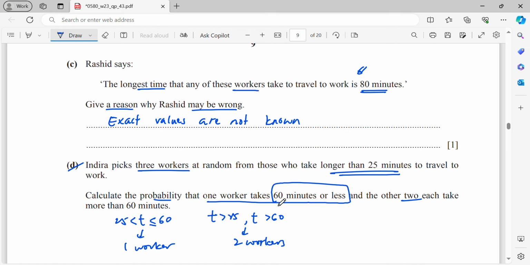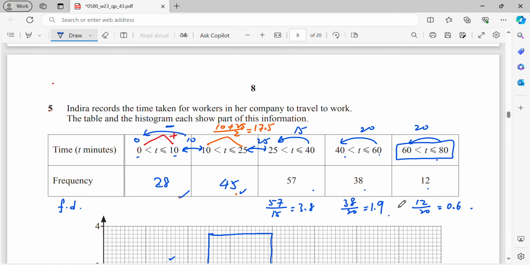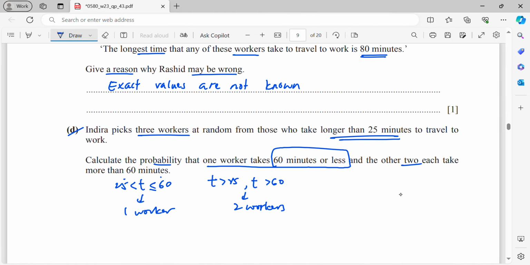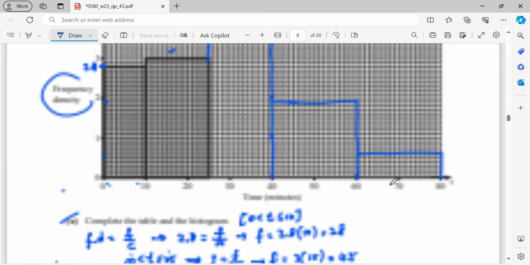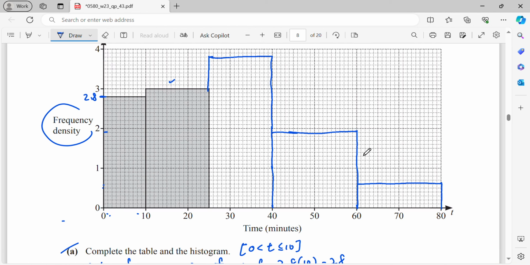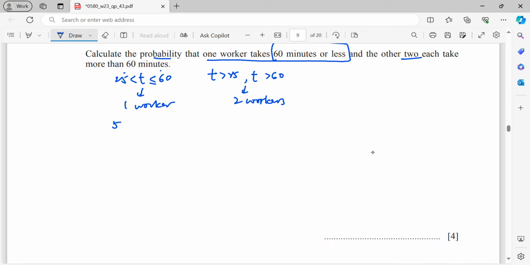Okay, now how do we get this probability? Let's look at the table. It's mentioned here, between 25 and 60 minutes. So for 25 to 60 minutes, it will be the summation of these 2. So I will say 57 plus 38 workers.